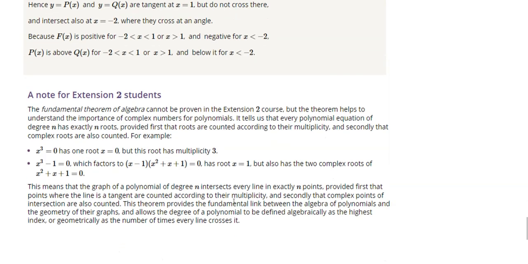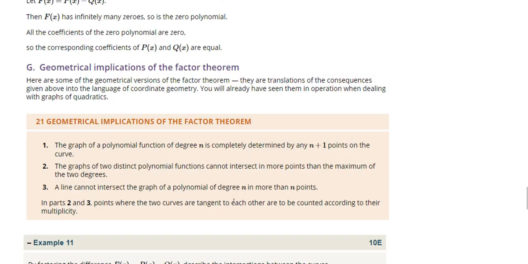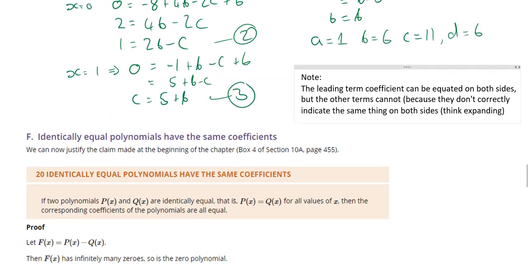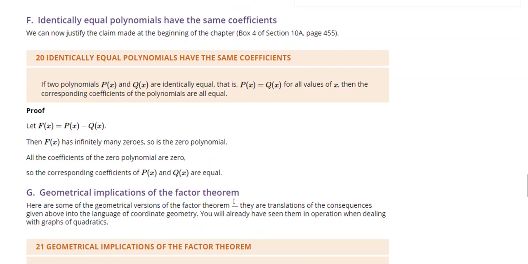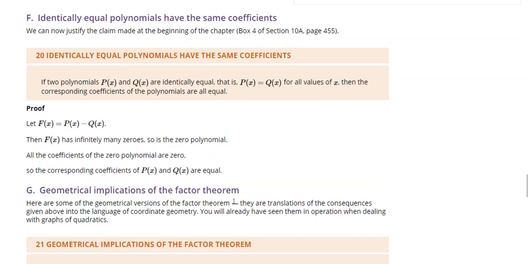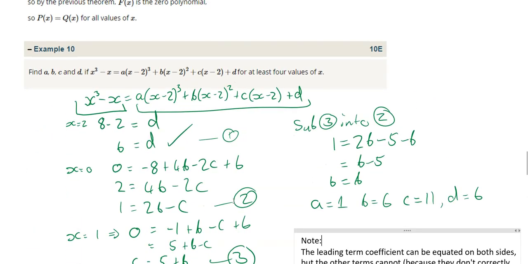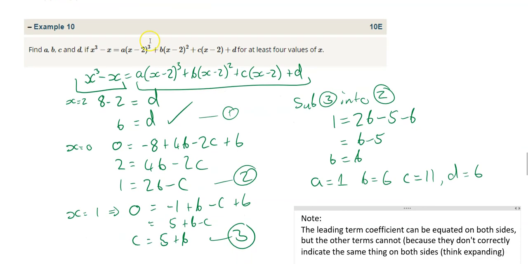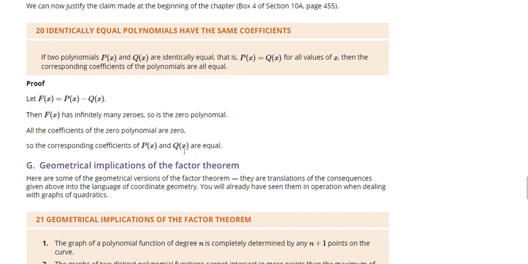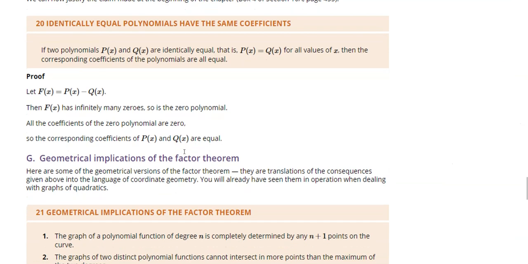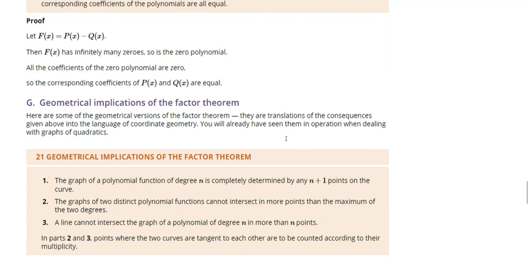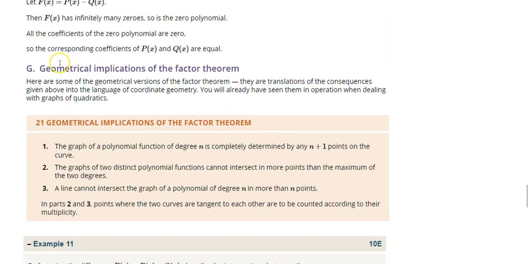F, G, and then where are we going? We're going to have to stop at some point soon. Let's see how we go. Identically equal polynomials. So obviously the questions that you're going to get are going to be something along the lines of those. Factorizing without doing long division, with doing long division, and then trying to find these coefficients and stuff. If two polynomials p of x and q of x are identically equal, then p of x is equal to q of x for all values of x. Yes, that's fine. We're okay with that.